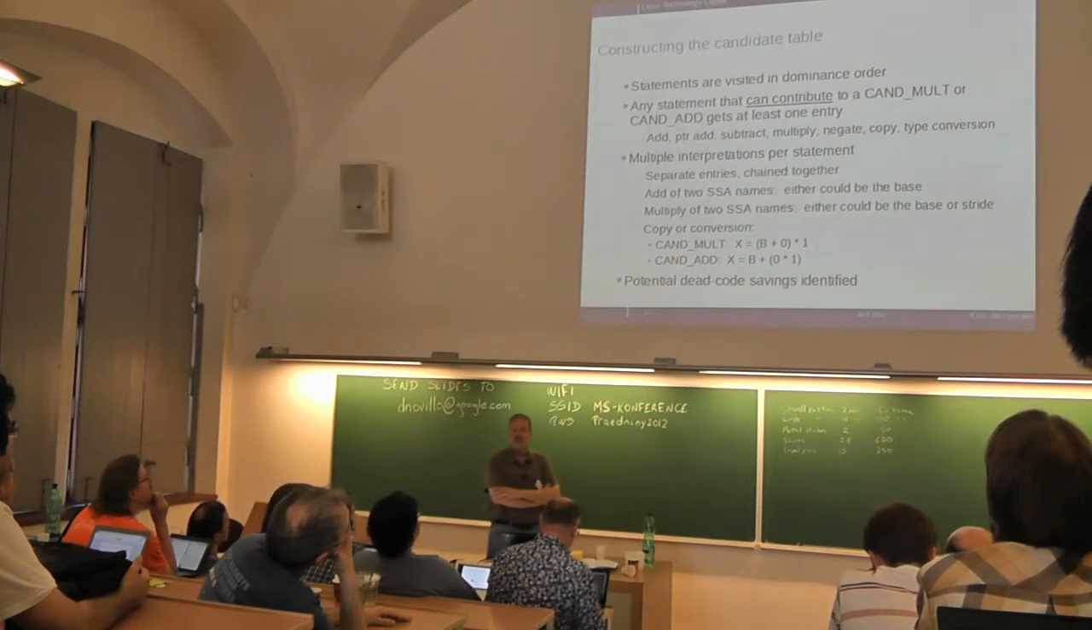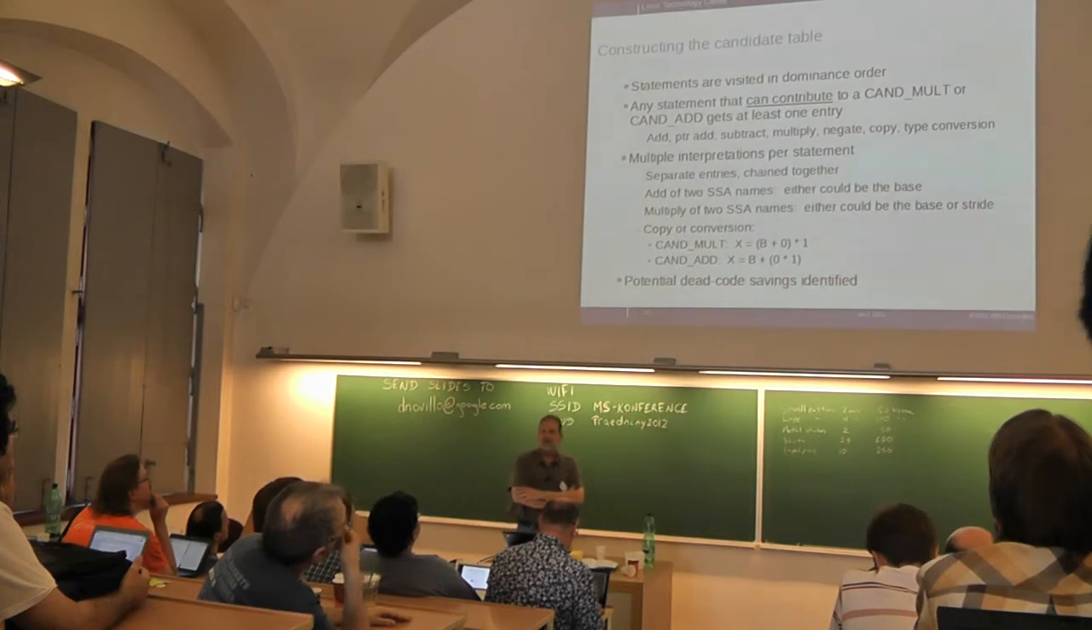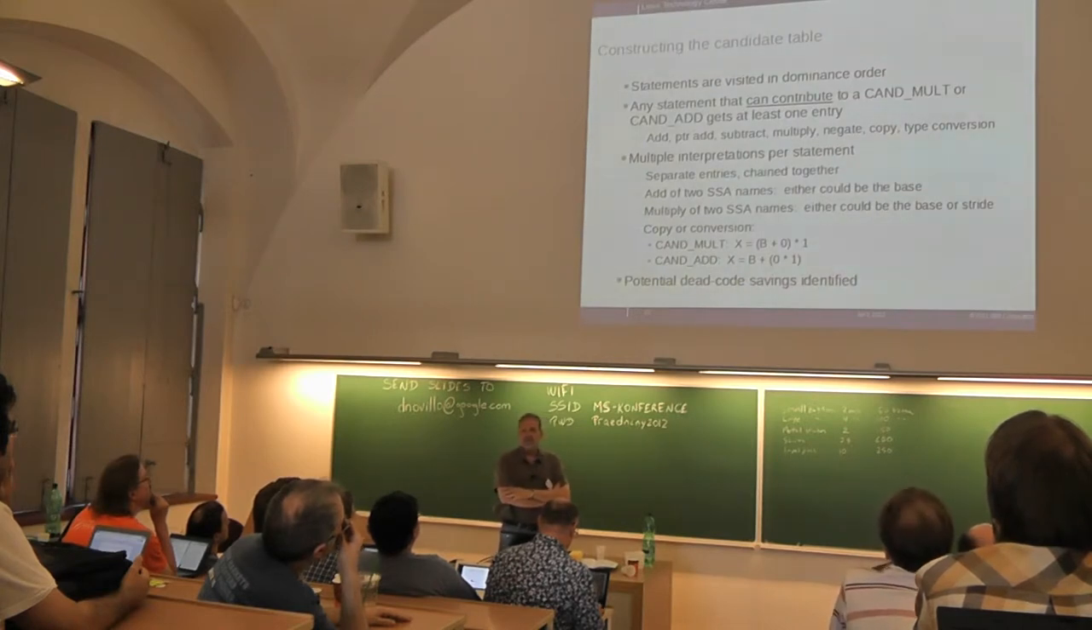So how do we go about constructing the candidate table? Well, as I said, we're going to do a single forward walk over all the statements in the input representation. And we're going to do it in dominator order. So if we reach an instruction, we've already seen all the statements that dominate it.